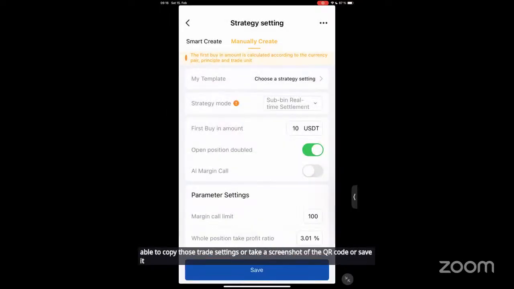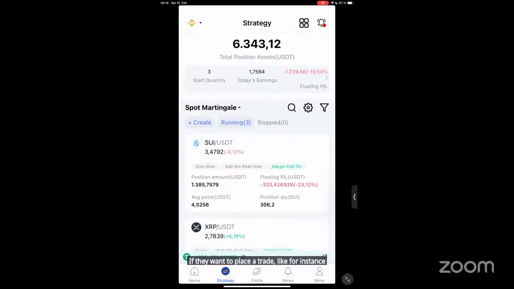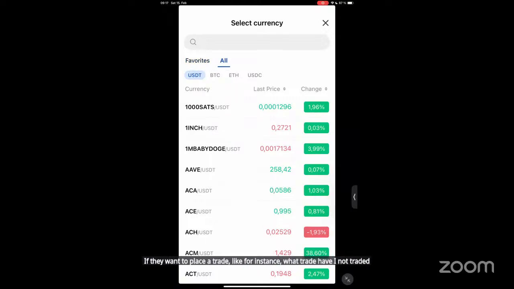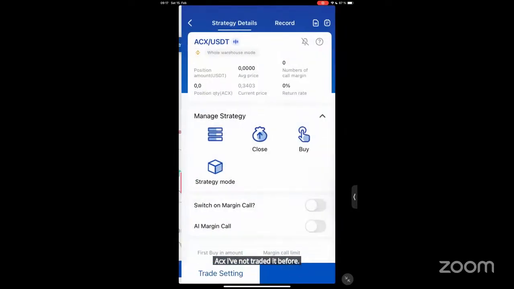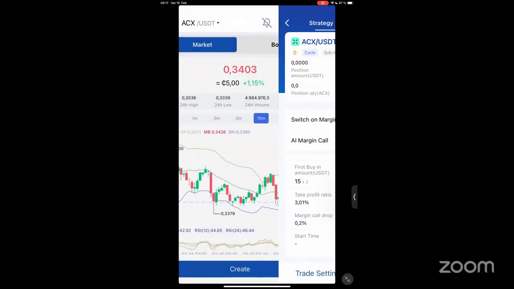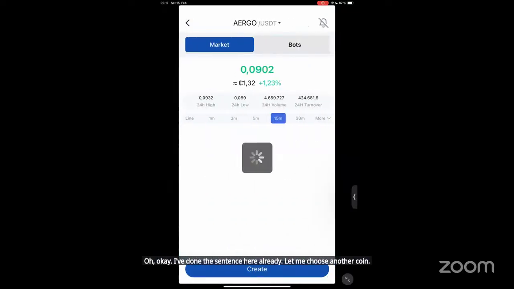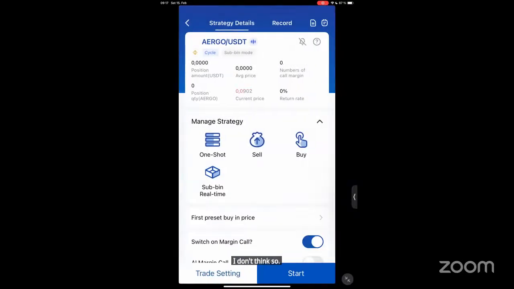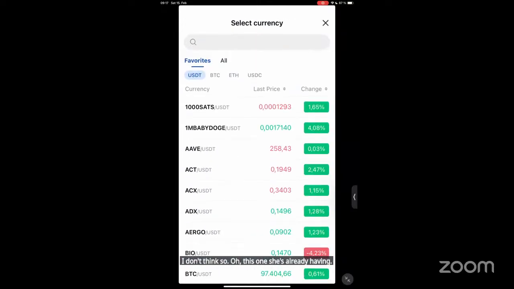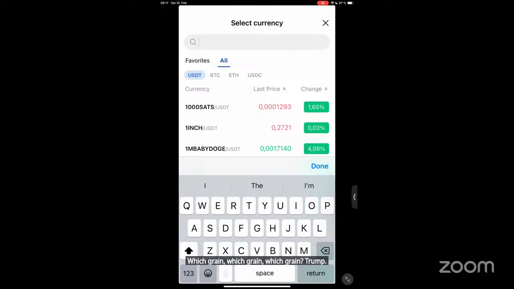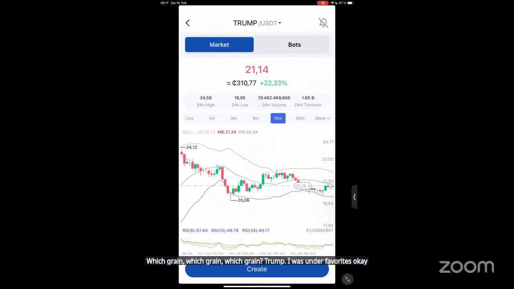Now, whoever I share it with, if they want to place a trade, like for instance, what coin have I not traded before? Let me see. ACX, I've not traded it before. Oh, okay, I've done the settings here already. Let me choose another coin. Ergo, I don't think so. Oh, this one already has settings. Which coin? Trump. I was under favorites. Okay. Never traded this coin before.